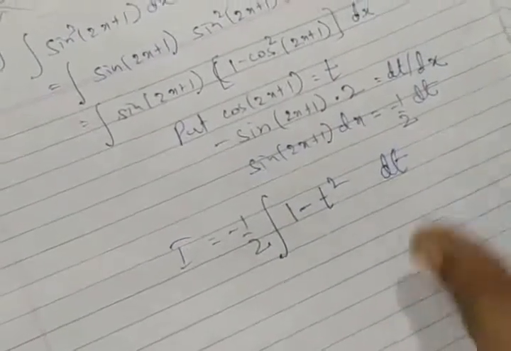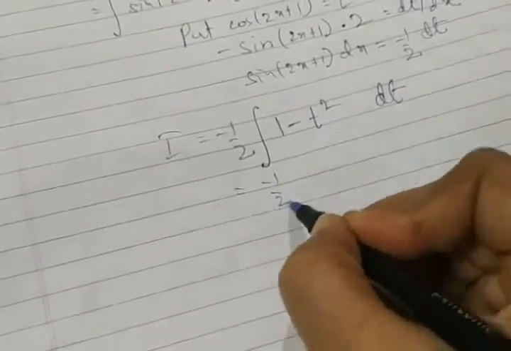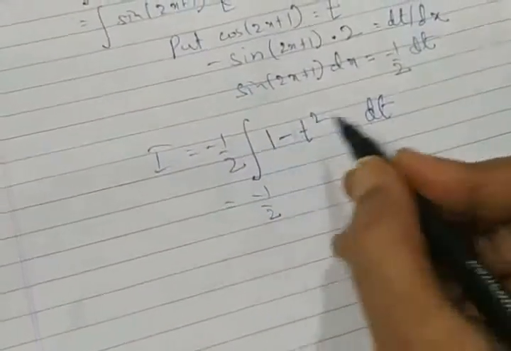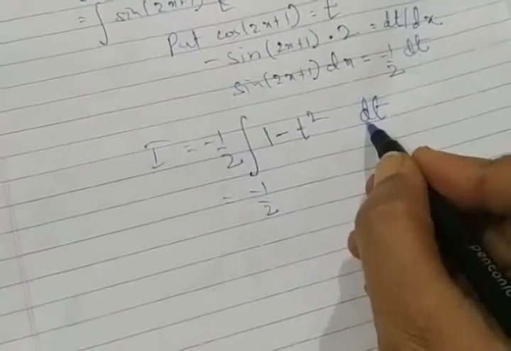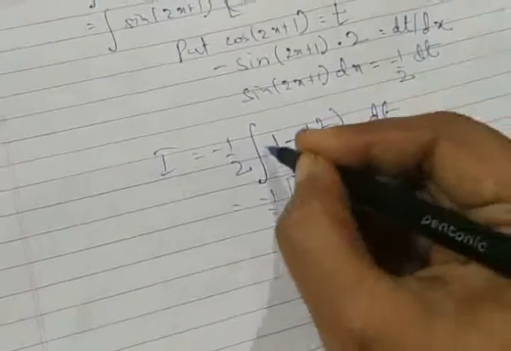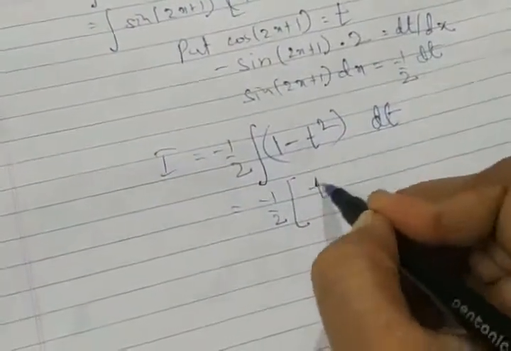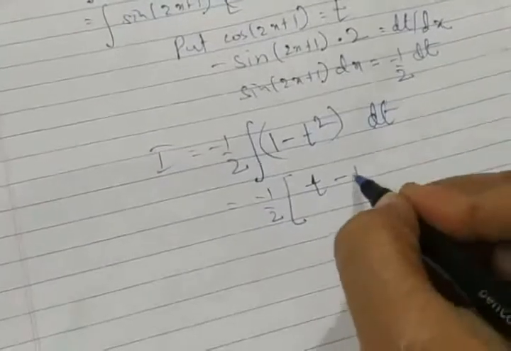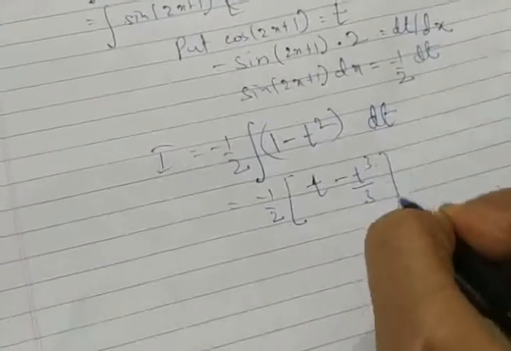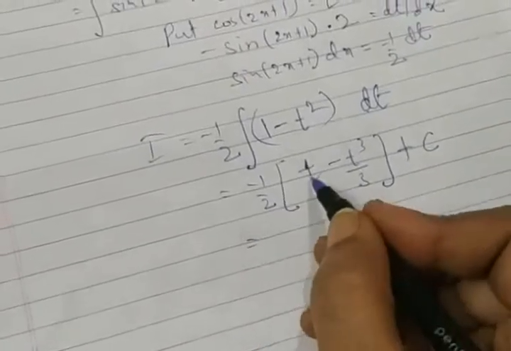So let's go for the integration process here. We are left out with minus 1 by 2 integration of 1 with respect to t. This is not x, this is t. So we have integration of 1 with respect to t to be taken as t, minus integration of t square to be taken as t raised to 3 over denominator 3. Integration completes, plus c.